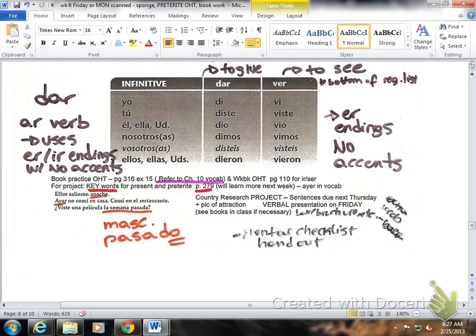Okay, so for your project, I do want you to use regular and irregular verbs. Your sentences in Spanish plus the picture of where you're pretending to have gone is due Thursday. And then your visual of the rest of all the information about your country is due on Friday.